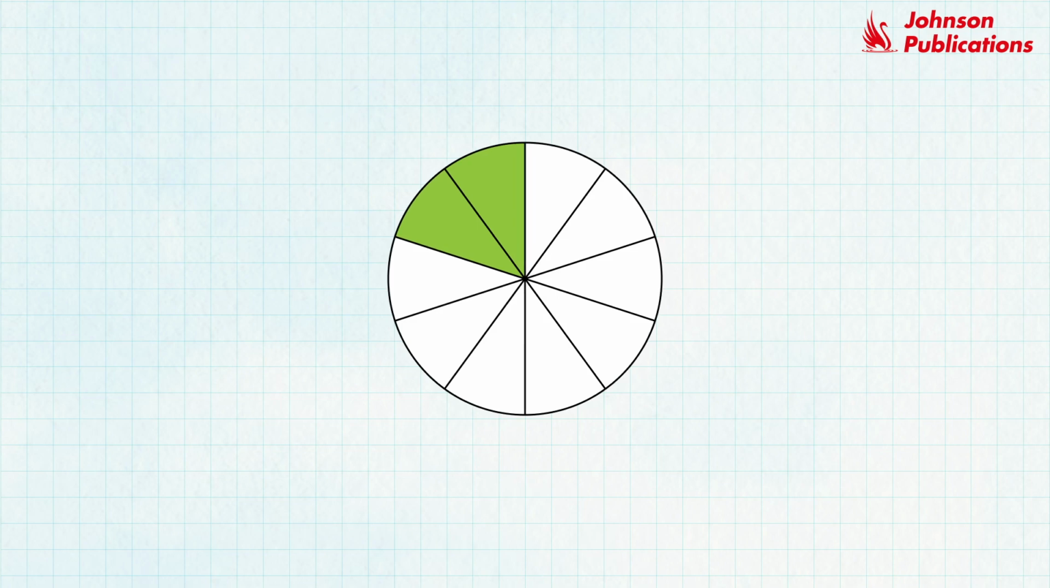Look at this shape and its shaded parts. The shaded part represents the fraction 2 by 10. This fraction can also be written as 0.2.